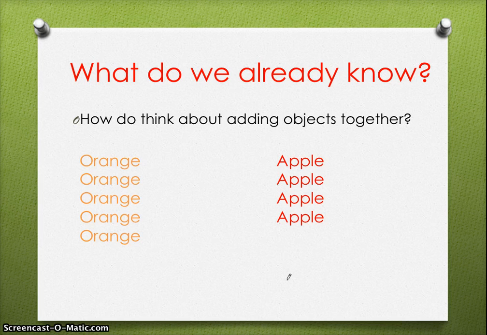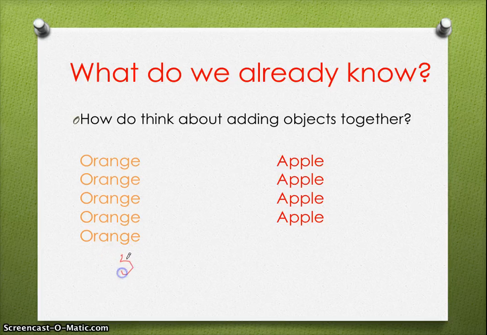I want to think about, are oranges and apples the same? Can I combine them together? Would I say that if I had 5 oranges and 4 apples, I have a total of 9 oranges? Do I have a total of 9 apples? Well, we know that oranges and apples are not the same object, so we actually can't combine them together. So let's take a look at how we represent that.